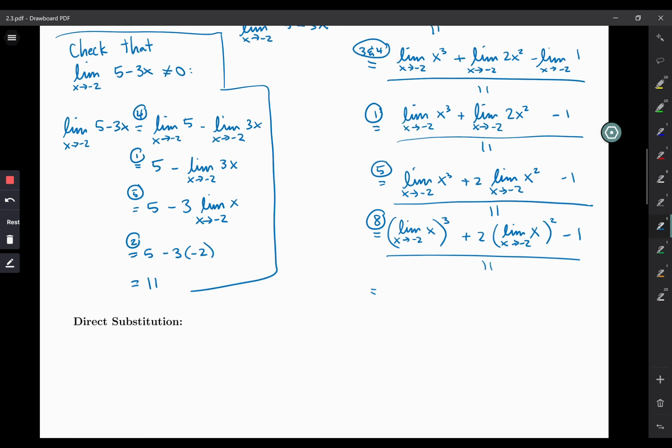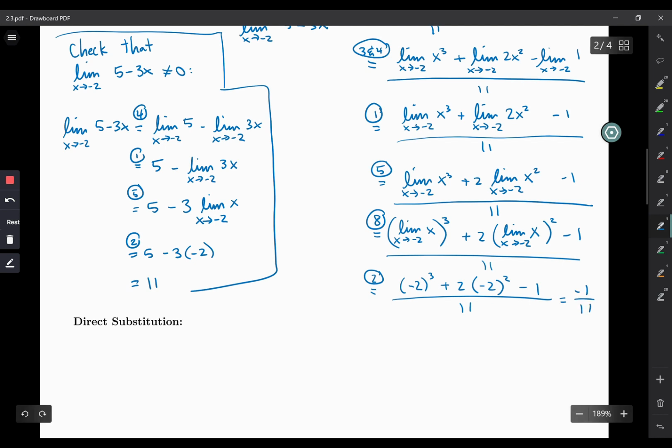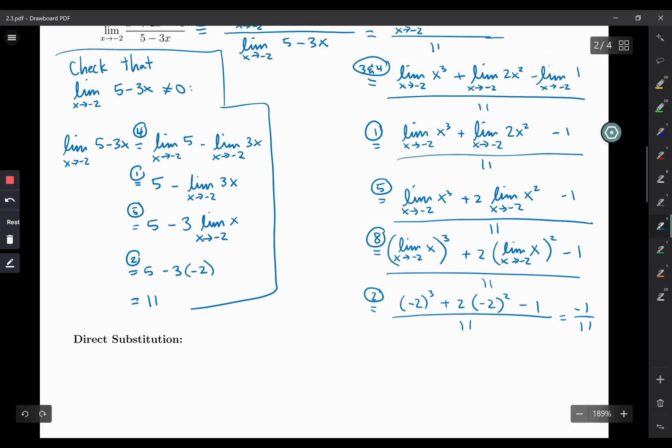Okay, now we just need to use the second law to say that this limit here is equal to negative 2, and so is, well, this is the same limit, so also equal to negative 2, minus 1, and over 11, and now we're done. We just need to simplify. Great, so this would give us negative 8 plus 8 minus 1, so it's negative 1 over 11. Okay, so, right.